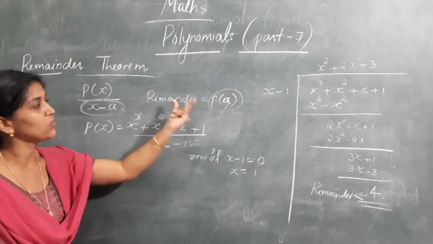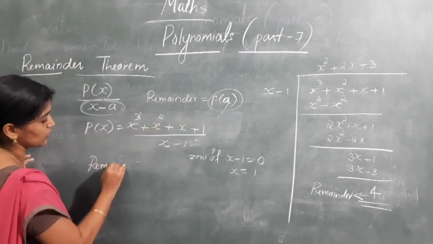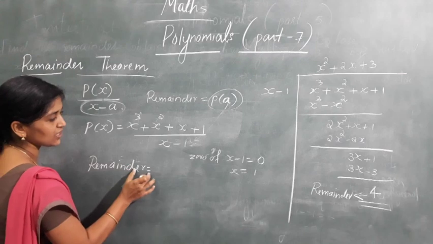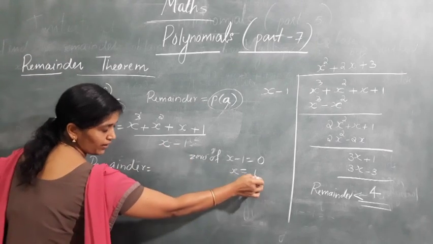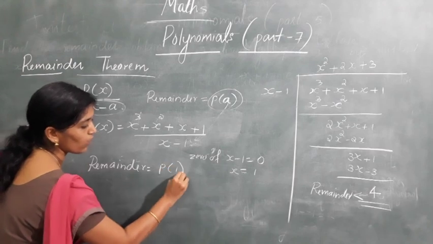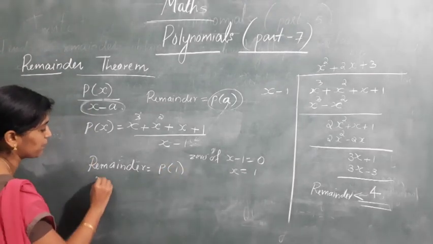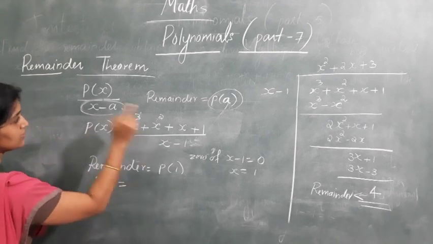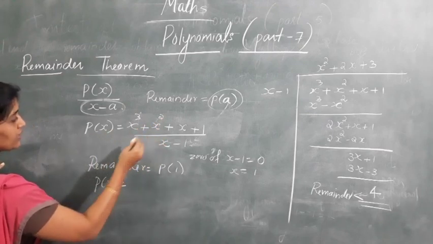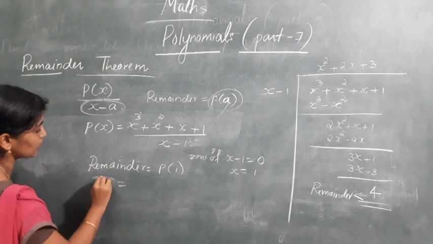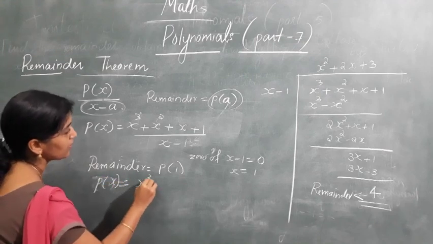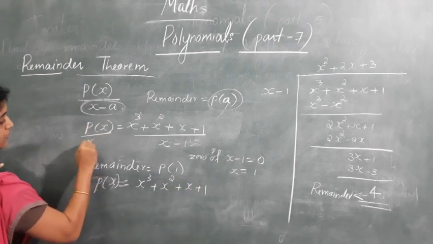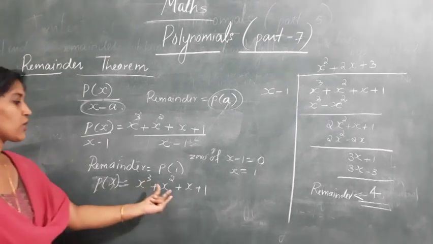So according to the theorem, what can we say? When you divide this polynomial by x minus 1, the remainder is equal to P of 1, since we got the 0 of this as 1. Find P of 1. What do you get? P of x is equal to x cube plus x square plus x plus 1.